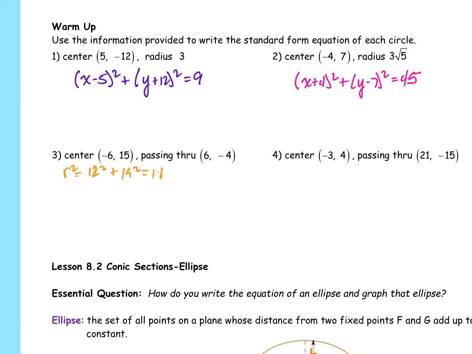Should equal 144 plus 361, I think. Yeah. You guys really thought I didn't get out? Yeah. 505. So we should have x plus 6 squared plus y minus 15 squared equals 505. That was a lot of work.